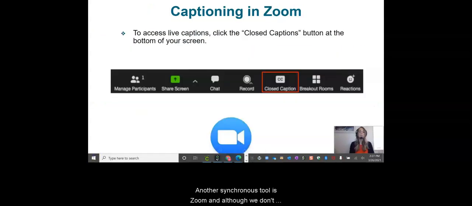Another synchronous tool is Zoom, and although we don't currently use it in Fairfax County, we will be transitioning to this over the summer into the 2021-2022 school year. To access live captions for this platform, click the Closed Captions button at the bottom of your screen. This should look very similar to the caption option in Google Meet.